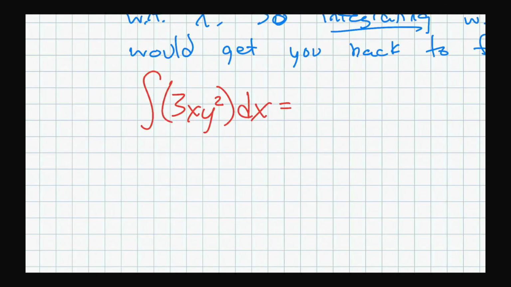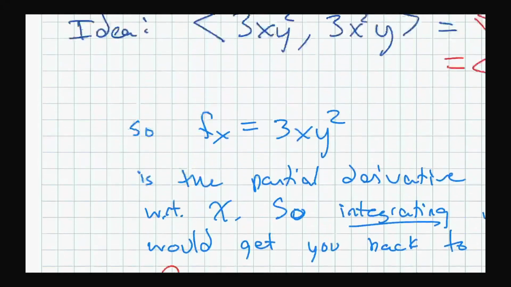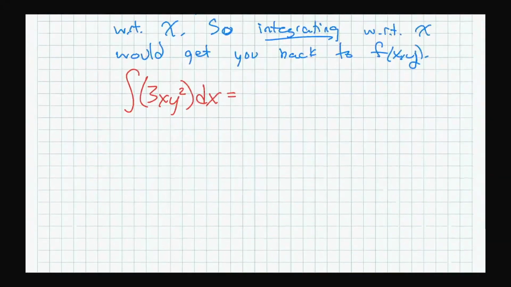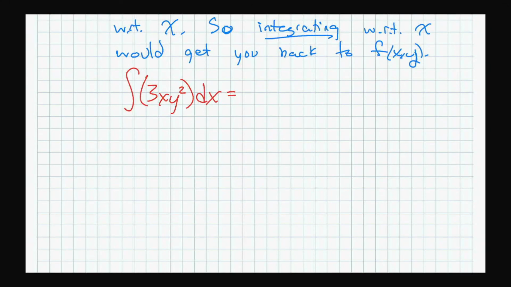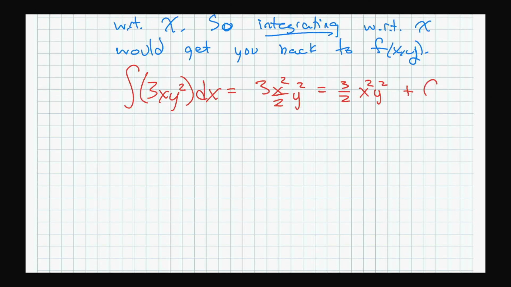Wait, is that the correct one? Yeah, okay. So you integrate this with respect to x. So you would go 3x squared over 2 y squared, right? So you end up with 3 halves x squared y squared. However, you would get plus a constant, right?